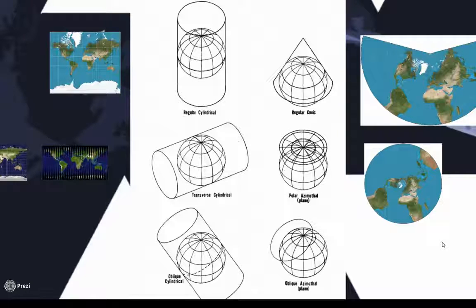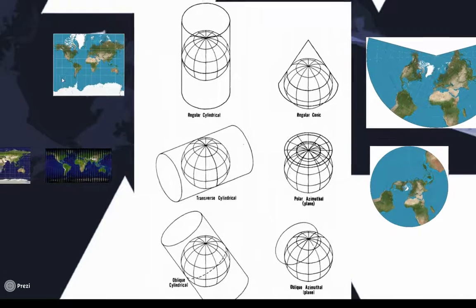And with planes, if we put the center of a plane on one of the poles, it's called a polar azimuthal projection, azimuth meaning direction. If you angle that plane, it's called an oblique azimuthal. And projections using cones are called conical. And the cone is typically placed on the globe so that the point of the cone, or the apex, aligns with one of the poles.